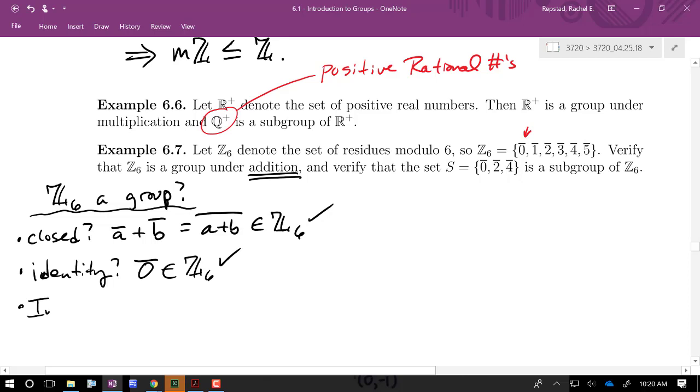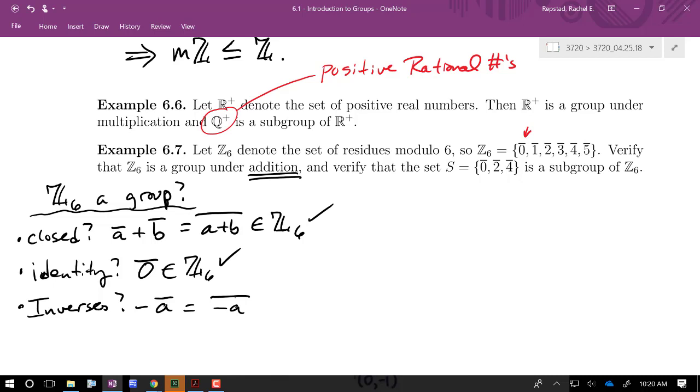Inverses. I think this is something we already looked at back in chapter 2. Because our operation is addition, our inverses are the negative of the number. So the negative of A bar is just negative A bar. We could take whatever negative A is and then reduce that mod 6. And that will have a home here, right?